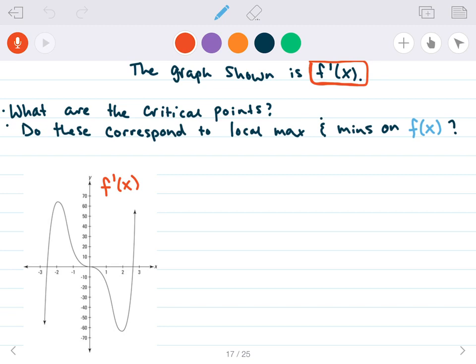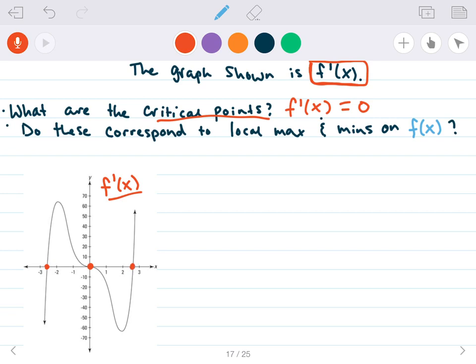So the graph shown is f prime of x. The question is, what are the critical points? And do these correspond to local max and mins on the original graph f of x? So remember that the critical points happen when f prime of x is equal to 0. So since this is the graph of f prime of x, we want to see where the critical points are going to be where this graph crosses the x-axis.